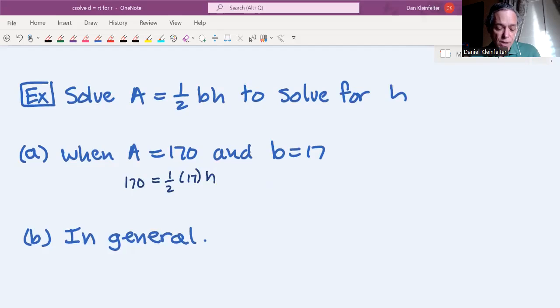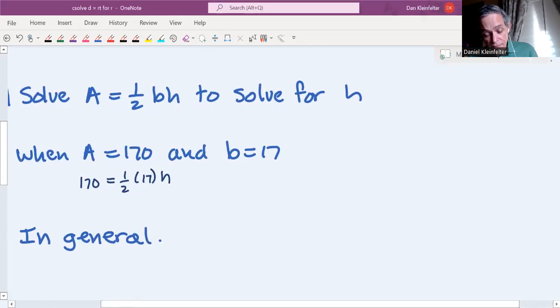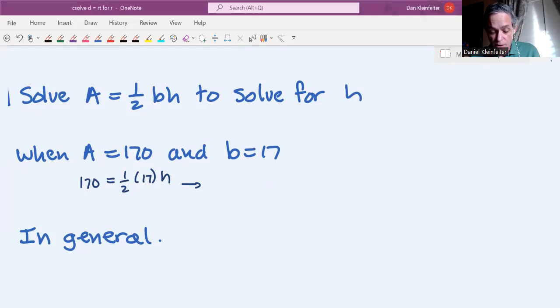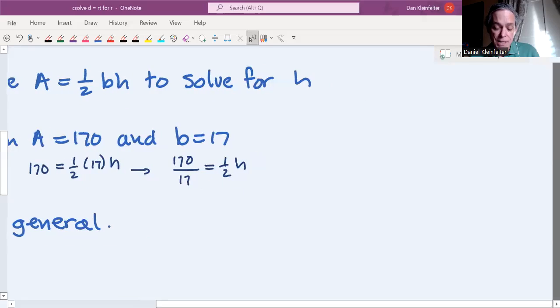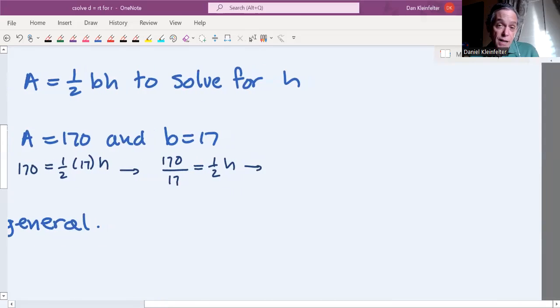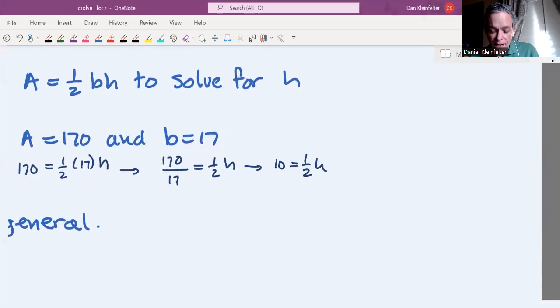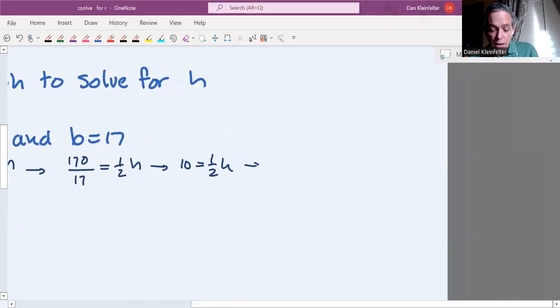So let's do that. Which step to take first? I was going to multiply both sides by 2 first, but that's going to make the numbers larger, so I'd rather not do that. So let me first divide both sides by the 17, that way it keeps the numbers smaller at first. 170 divided by 17 will be 10. That is 1/2 H. Now we'll multiply both sides by 2 to get our H as 20.